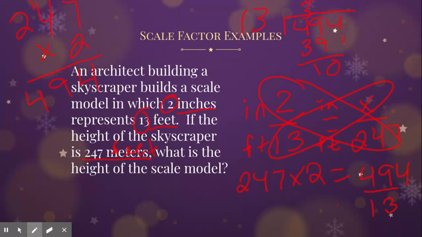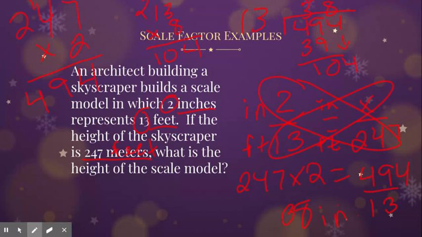Okay, bring down the 4. We get 104. So let's see, 13 times what gives me 104? Well, I know 13 times 8 is 24, so that gives me the 4 at the end. And then 8 times 1 is 8, plus 2 is 10, so that would be 104. So that would be 38. So my answer is 38 inches.